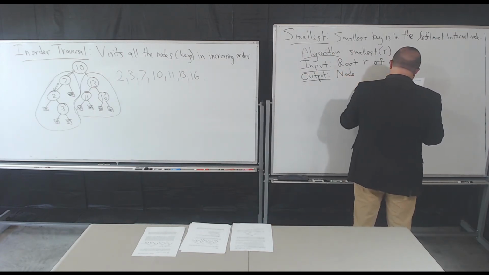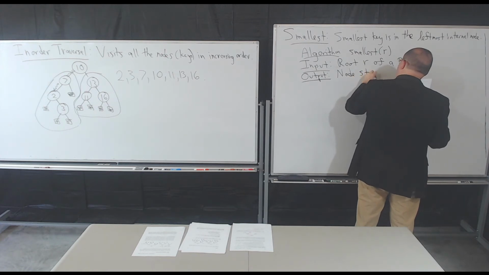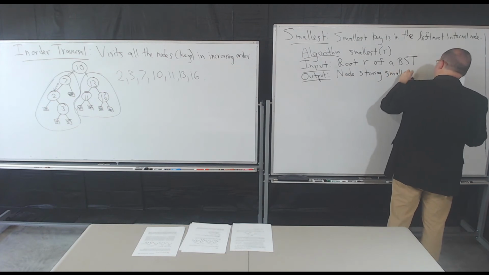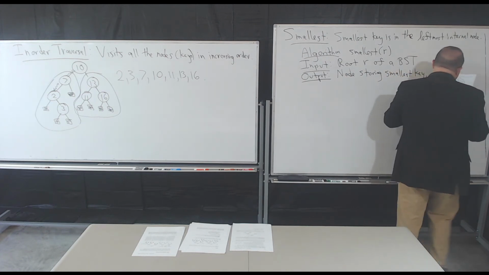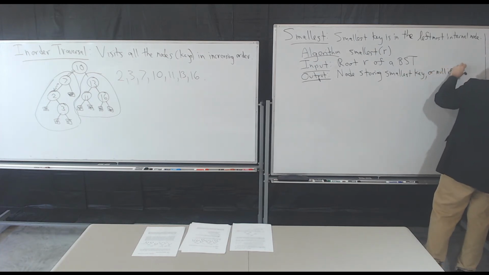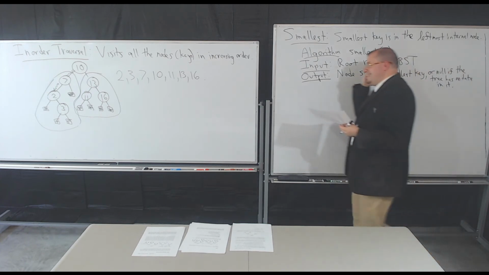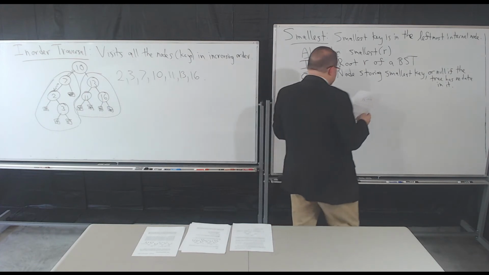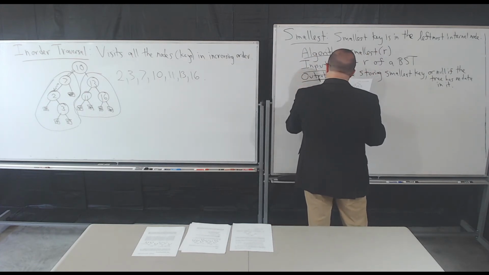So I'm going to return the node storing the smallest key, or null if the tree has no data in it. So you're going to just return null if there's nothing in it right now. Like there's just that one dummy leaf now that's just sitting there in the root. Okay. So how does this work?